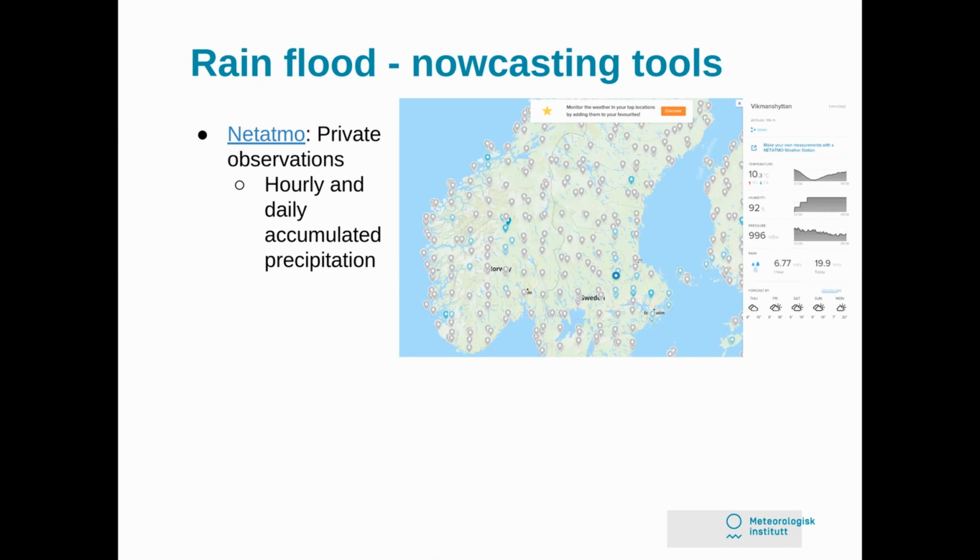So here I picked out a station in Sweden where you can see that we have hourly and daily accumulated precipitation. You can see that I had 7 in the last hour and 20 millimeters during the day.